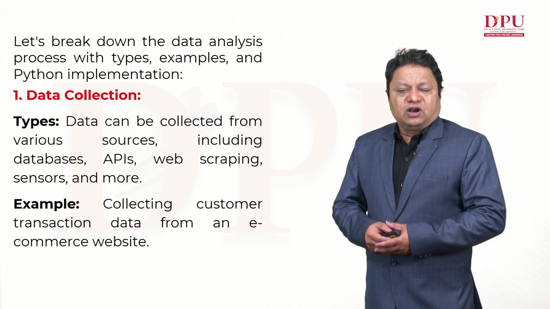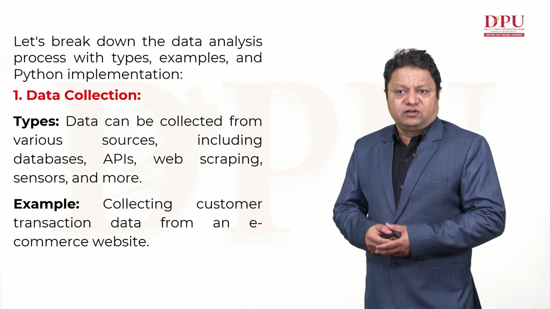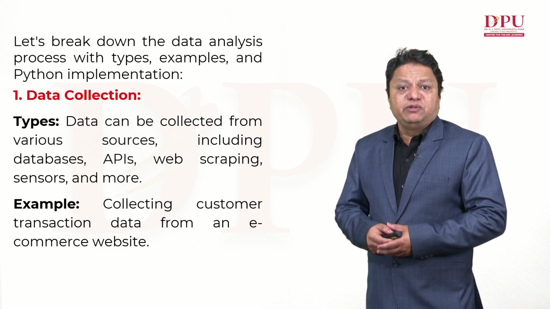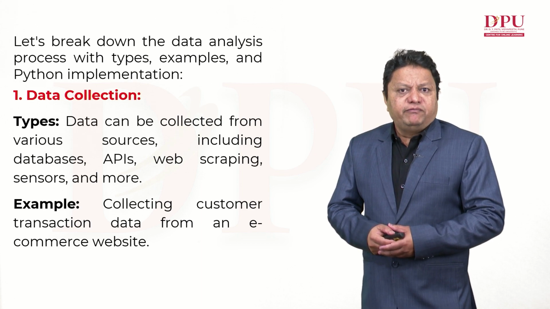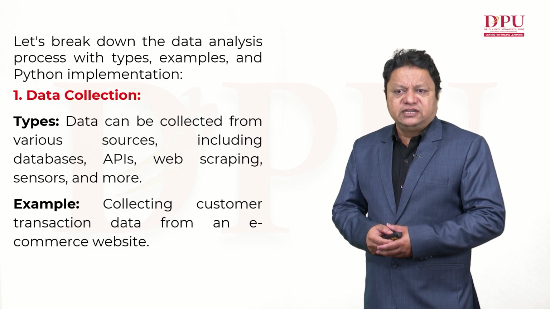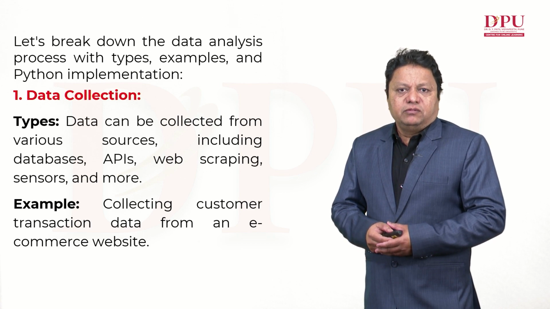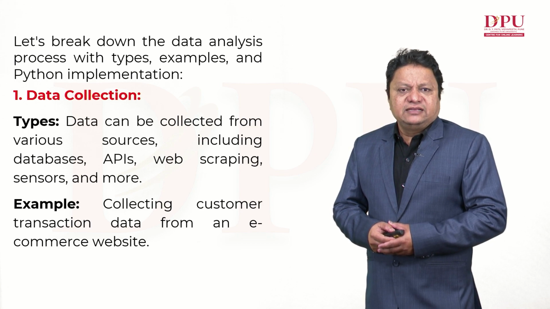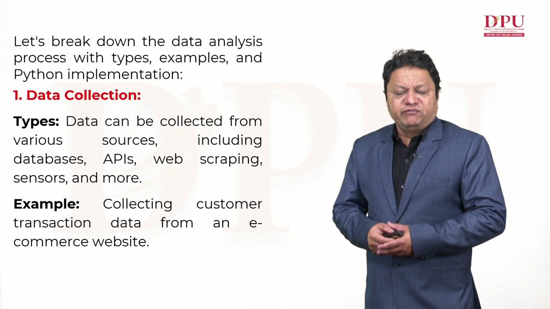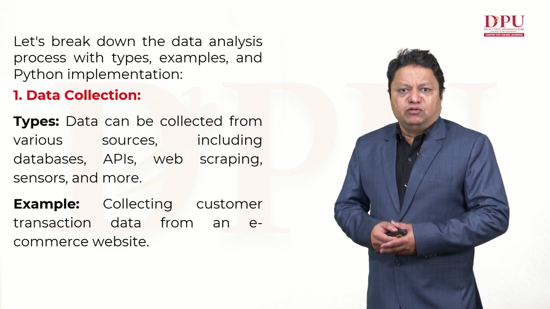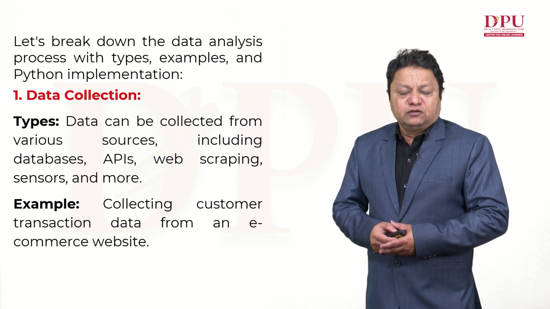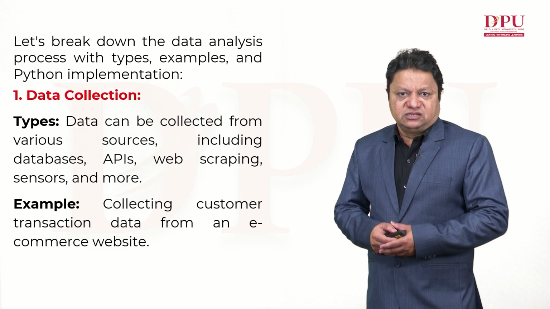Here, what are the different types of data that can be collected? Data can be collected from various sources. It can be from databases, APIs, web scraping, sensors, or web resources and web servers as well. Nowadays data is available everywhere in plenty, but we need to find the right amount of data, and we need to clean and prepare that data. So, the first step is data collection.